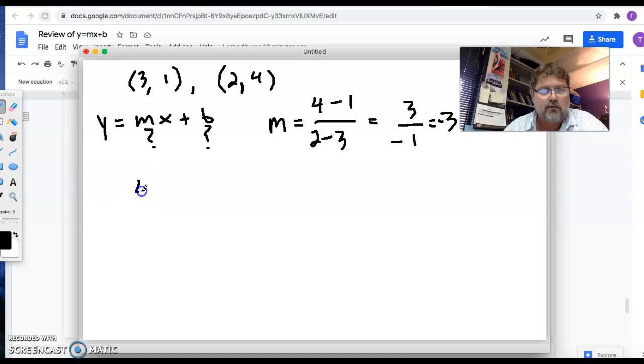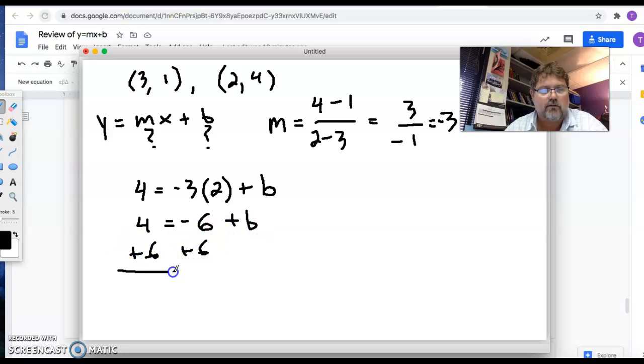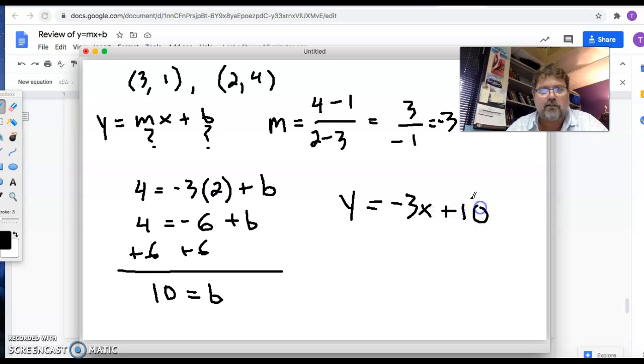So y equals mx plus b. Now we're solving for b, remember? So 4 equals negative 6 plus b. Add 6 to both sides. So 10 is b. And we're just about done. So now we're going to write y equals negative 3x plus 10.